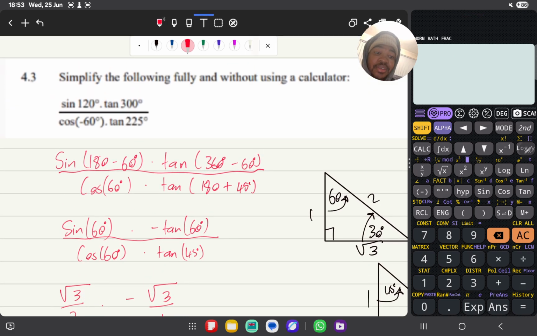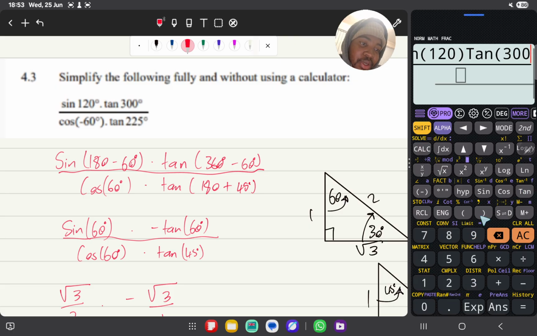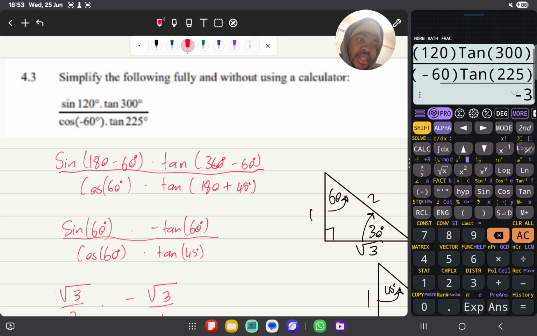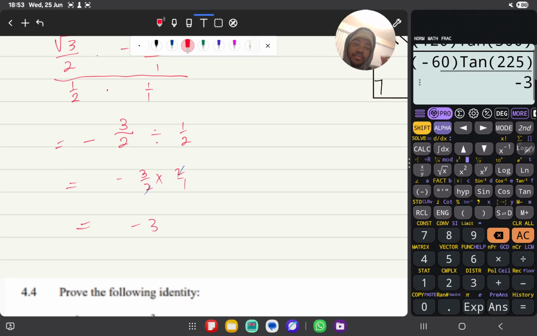For the sake of our happiness, we're going to go to our calculator. We don't want to be stressed even after we have left the examination room. So I'm going to put these on a calculator as they are from the question, and then tan 225. Look at the answer you're getting. It's exactly minus 3, which is what we got.